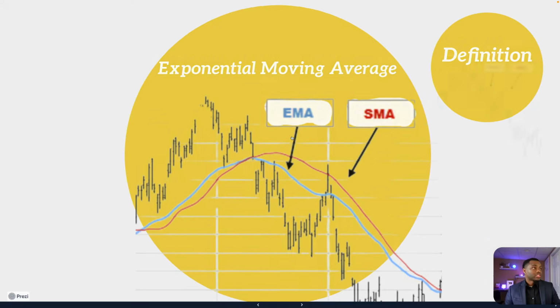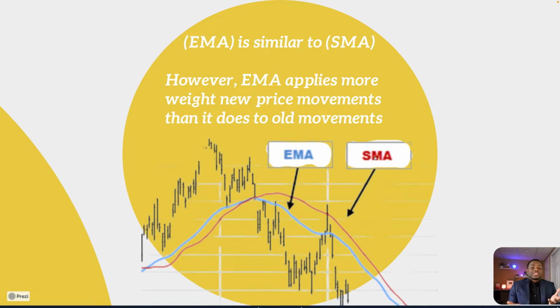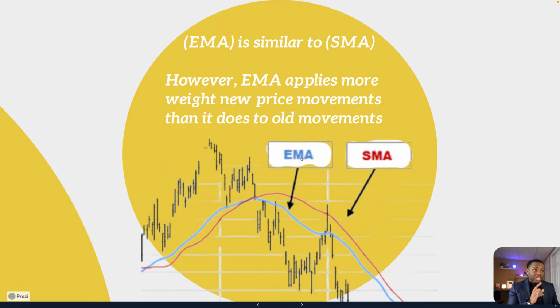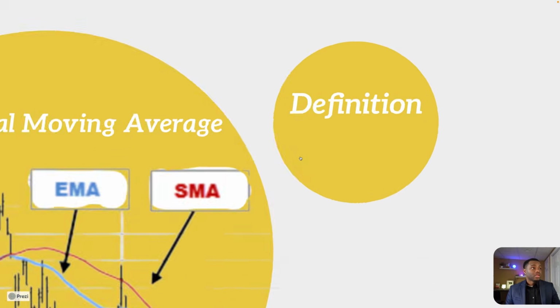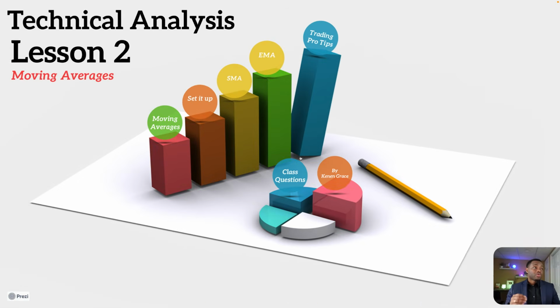So then let's take a look at the definition. EMA is similar to SMA. However, EMA applies more weight to new price movements than it does to old price movements. The SMA has them both weighed the same. All of the candles are basically weighed the same in the SMA, but in the EMA, the newer candles are weighed heavier than older candles. Okay, now that we have that out of the way, let's go to some trading pro tips.